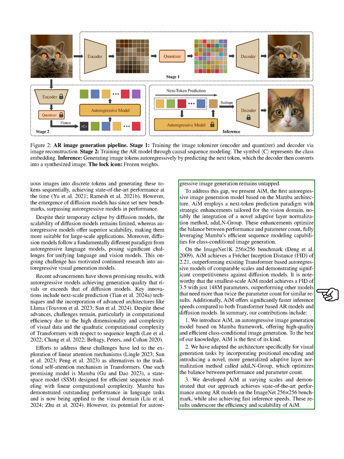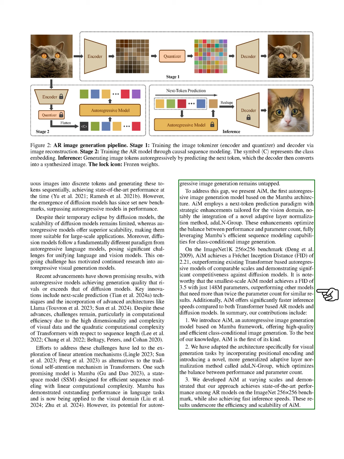To fill this gap, we introduce AIM, the first autoregressive image generation model based on the Mamba architecture. AIM uses a next token prediction approach with enhancements tailored for visual tasks, including a new adaptive layer normalization method called ADALN group. These improvements optimize performance while keeping the parameter count manageable, leveraging Mamba's efficient modeling for class-conditional image generation.